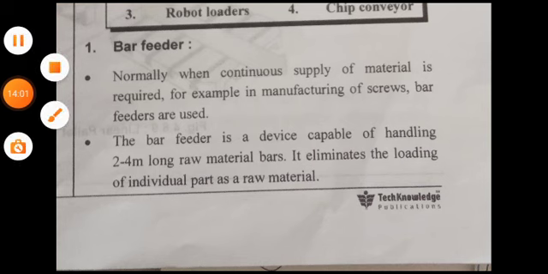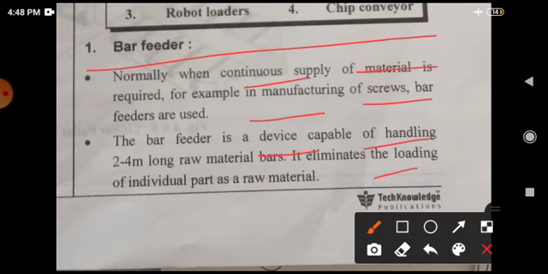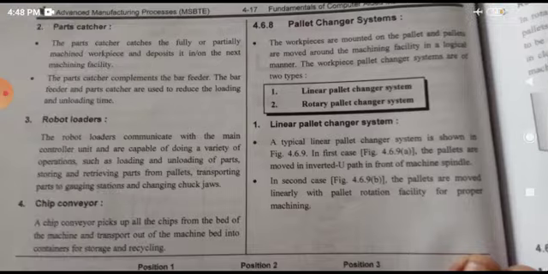You don't have to put all the time small pieces of the screw length. You just have to feed a long wire of 2 to 4 meters long, so that the machine will automatically feed this wire and prepare the screw. Okay, this is the bar type.